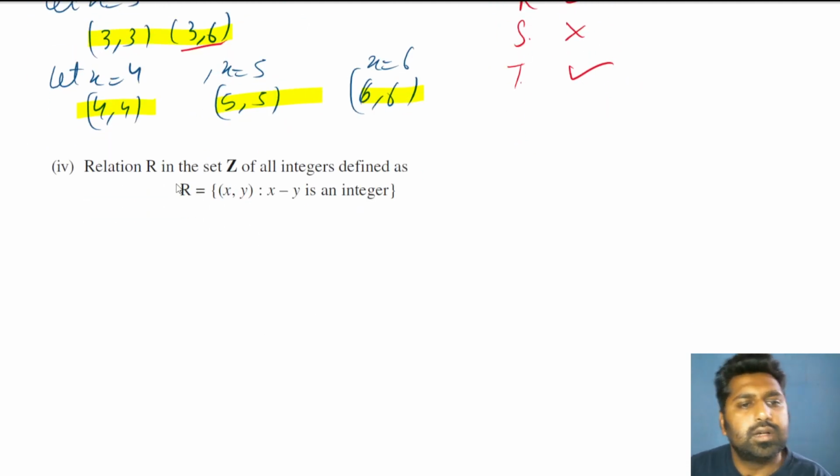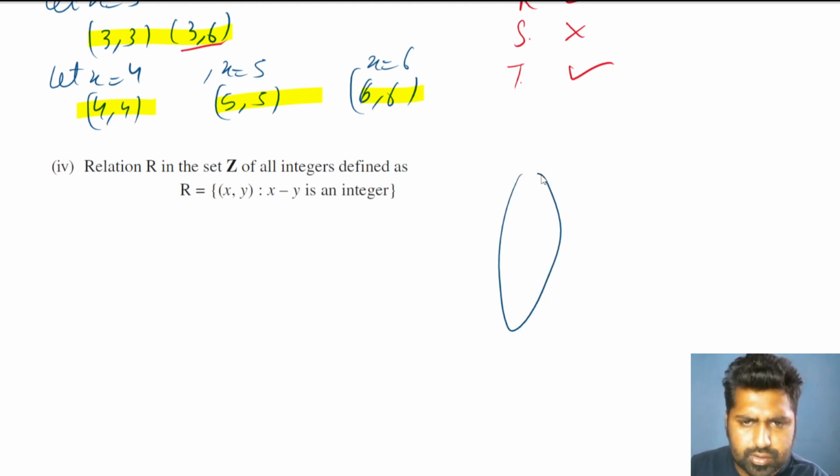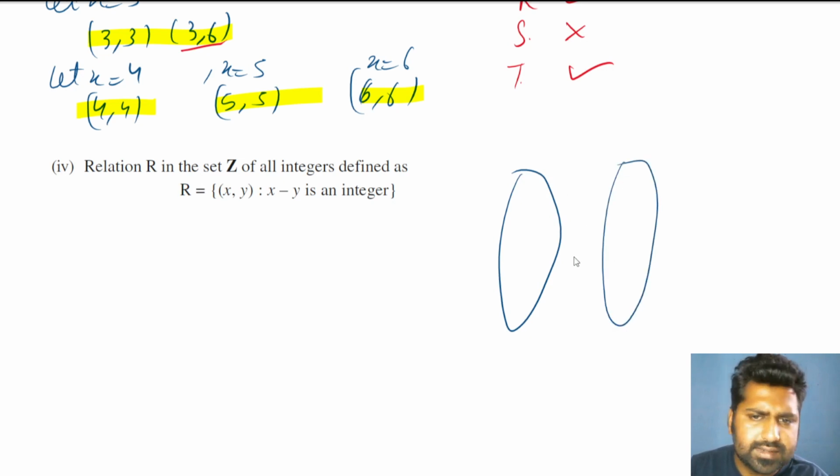Next, let's see. R is a relation in set Z, where all integers are defined like this. So this time he's talking about integers. As such, x and y will be infinite sets, so judging the numbers will be like infinite combinations. So he's talking about checking again the reflexive, symmetric, transitive, and the relation is x minus y is an integer.